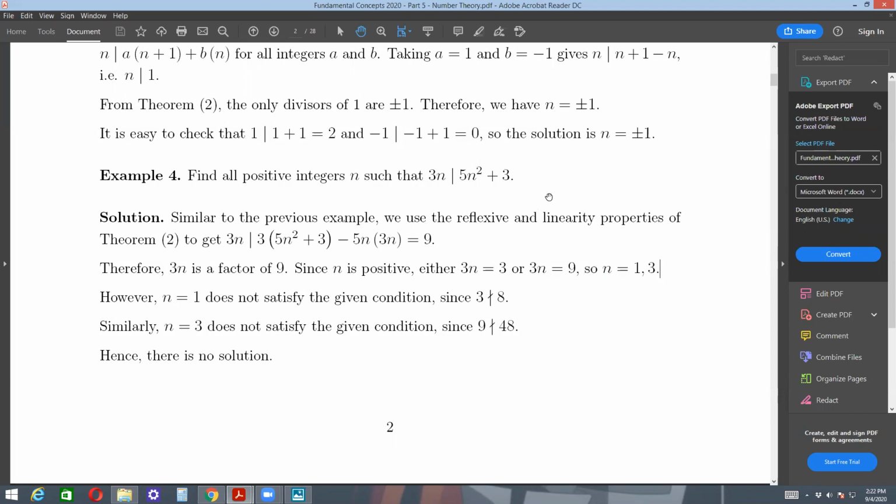Again, what we've done is show that this implies this, but we don't know yet that this implies that. So if n is 1, does that work? The answer is no, because 3 does not divide 8. When n is 3, 9 doesn't divide 40, so neither of those work. And that means that there's no solution in this case. All right, there are no values of n that work.